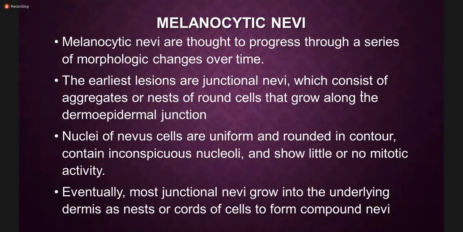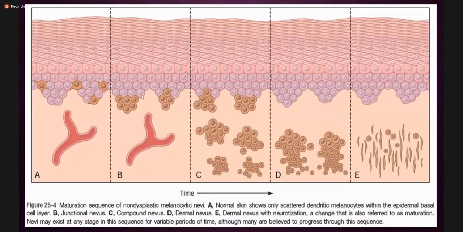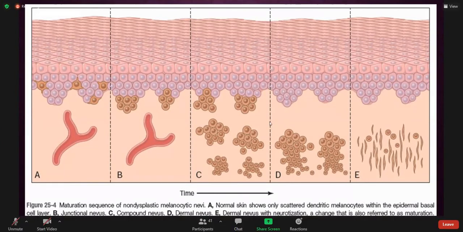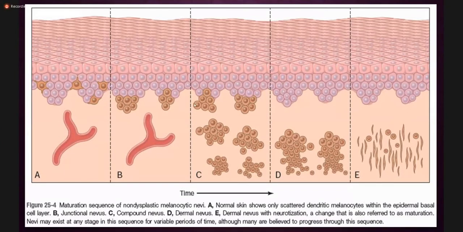The earliest lesion consists of aggregates or nests of round cells that grow along the dermoepidermal junction. The nuclei of the nevus cells are uniform, rounded, contain inconspicuous nucleoli, and show little or no mitotic activity. Eventually, most junctional nevi grow into the underlying dermis as nests or cords to form compound nevi. So as time passes, this junctional nevus forms a compound nevus. And what is a compound nevus?